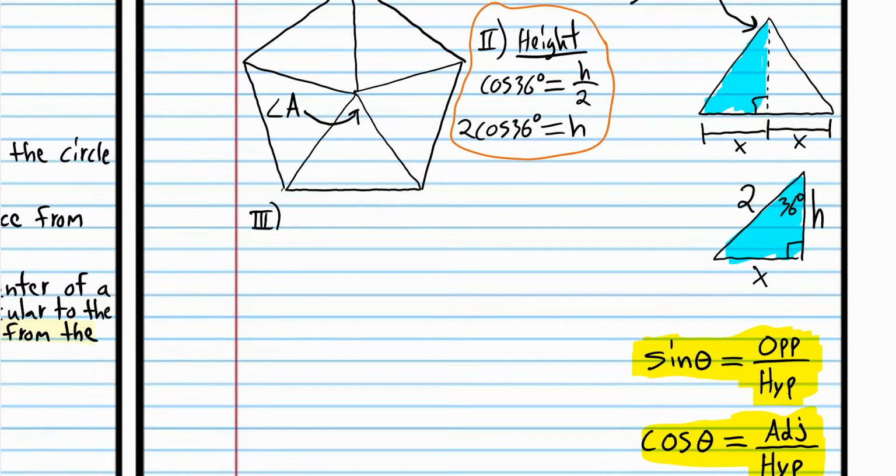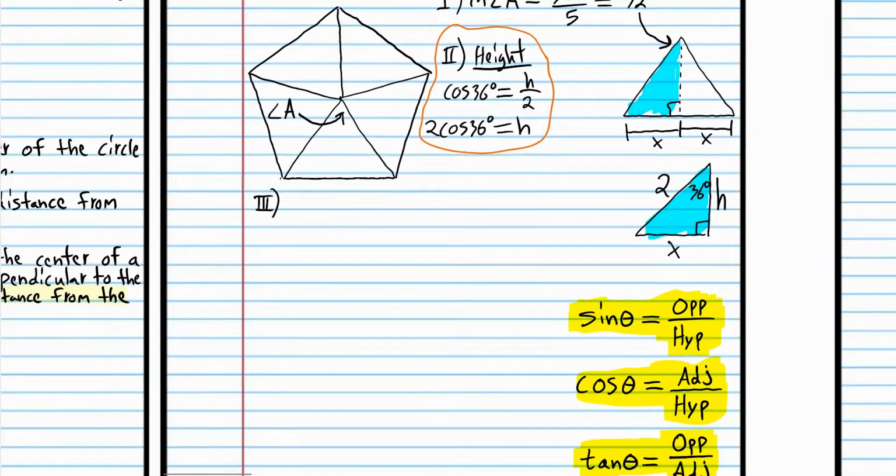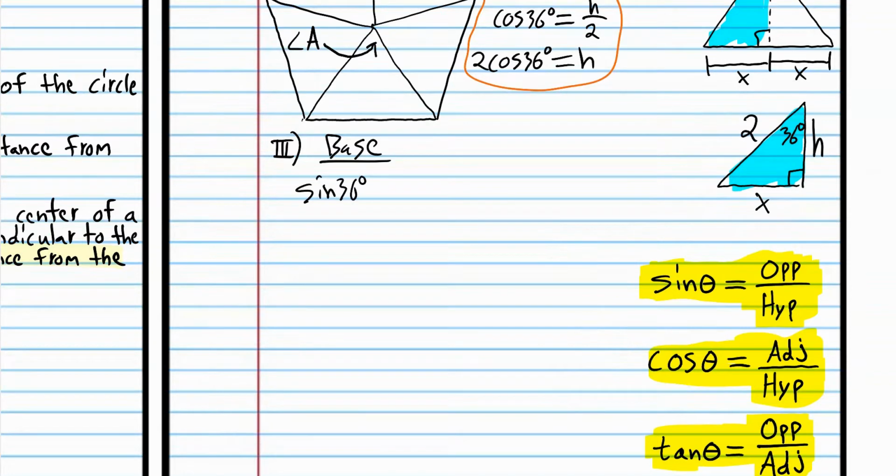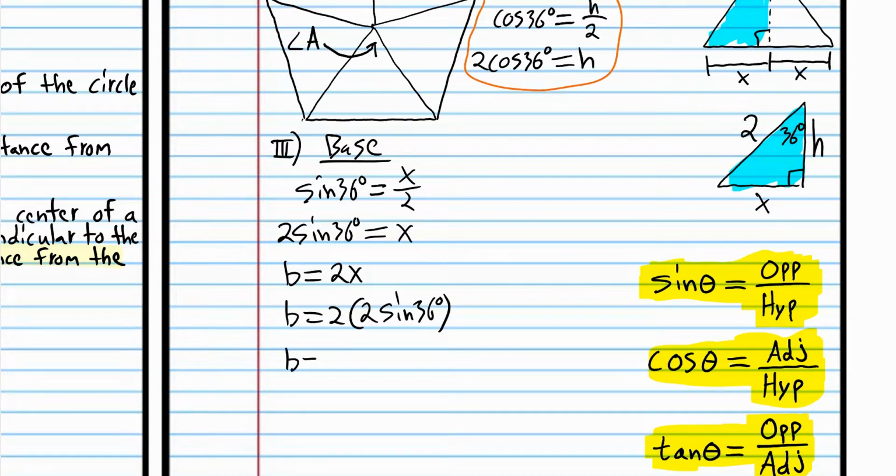And now the base, step 3. We need x, and we have the hypotenuse. We need the opposite side of the 36-degree angle and the hypotenuse. So opposite and hypotenuse is sine. So sine 36 degrees is equal to x over 2. Multiply both sides by 2, and we get x = 2 sine 36 degrees. Now we don't want x, we want b, the base, the total length there. So b is equal to 2 times x, which is 2 times 2 sine 36 degrees, and b is finally equal to 4 times sine 36 degrees.